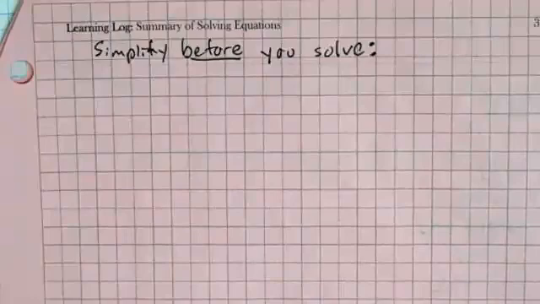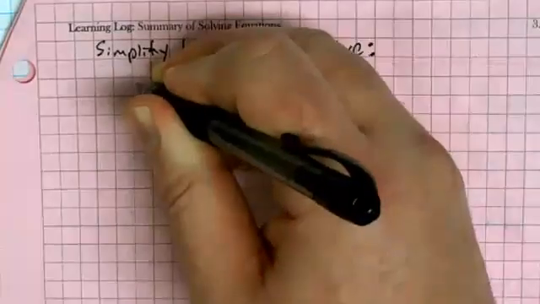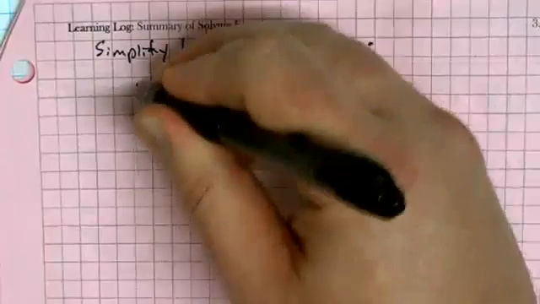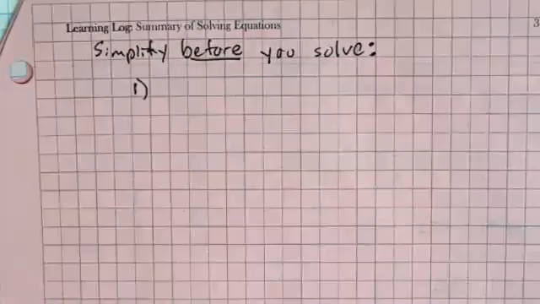There are 3 things that you want to do to simplify before you start solving. Technically, you can do these in any order that you want to, but if you do them in this order, usually it means less steps. So number 1 is get rid of parentheses.